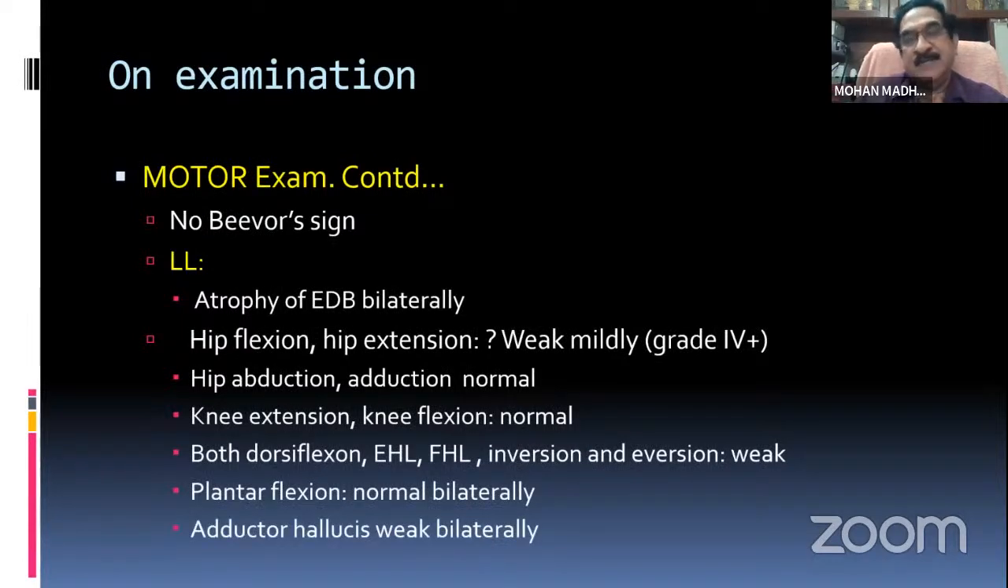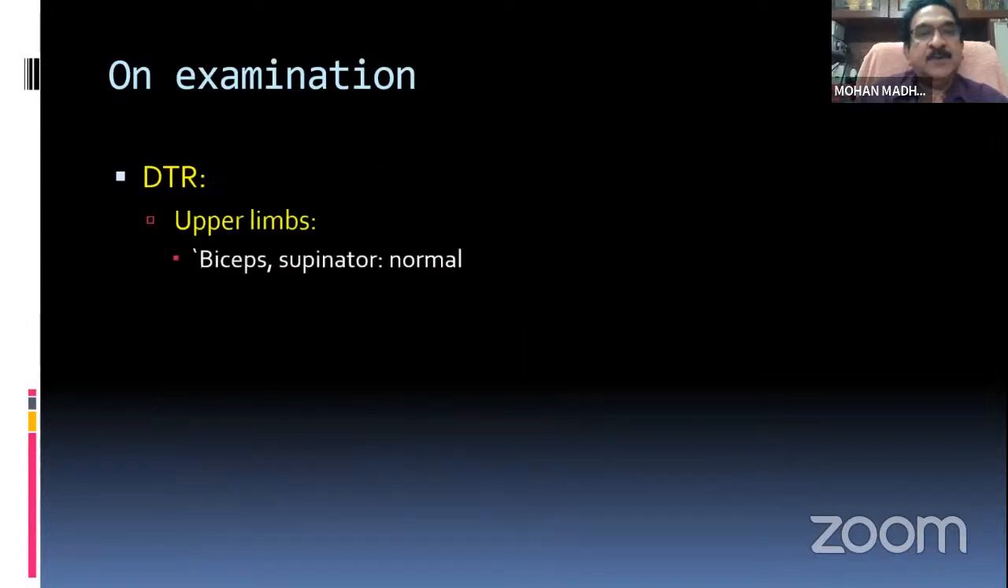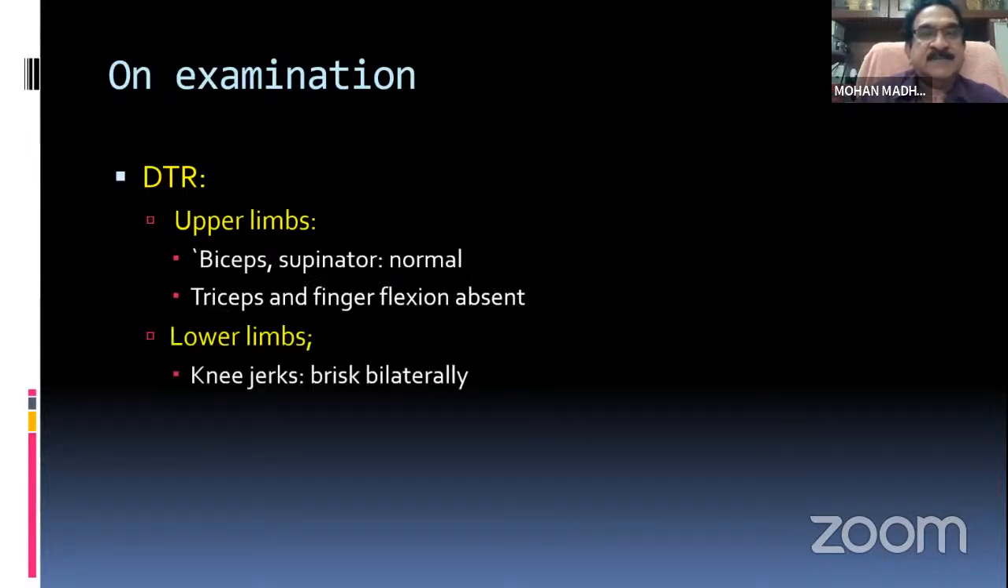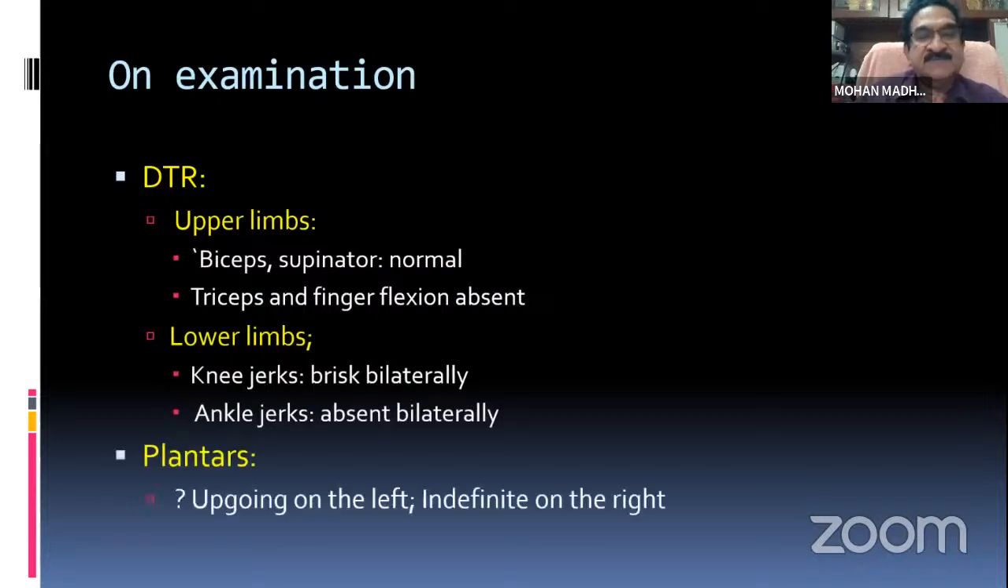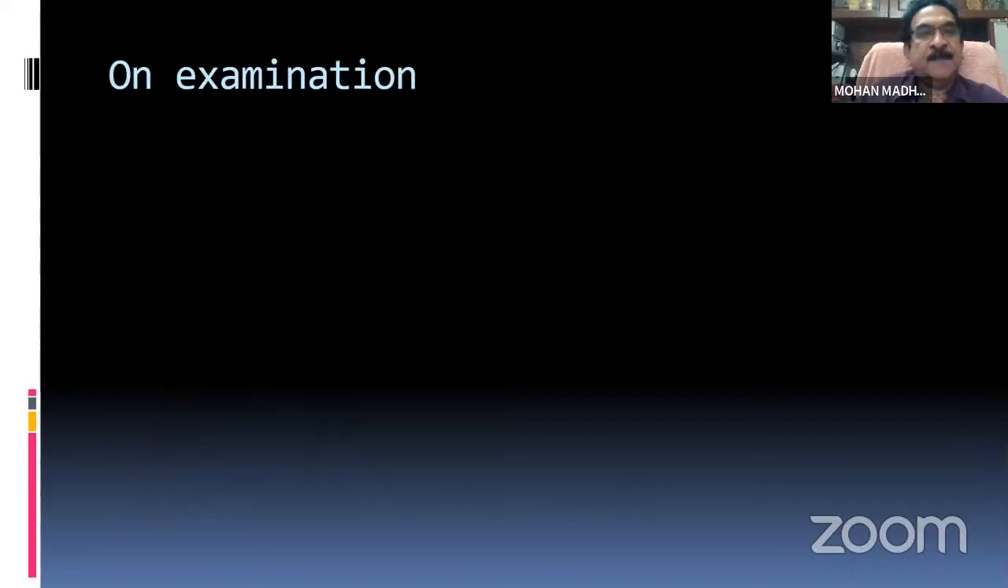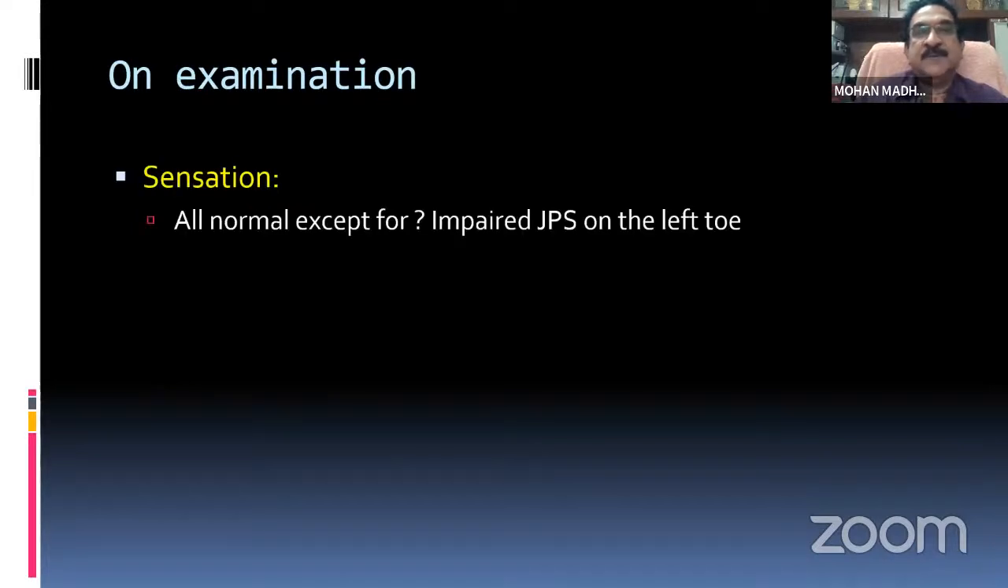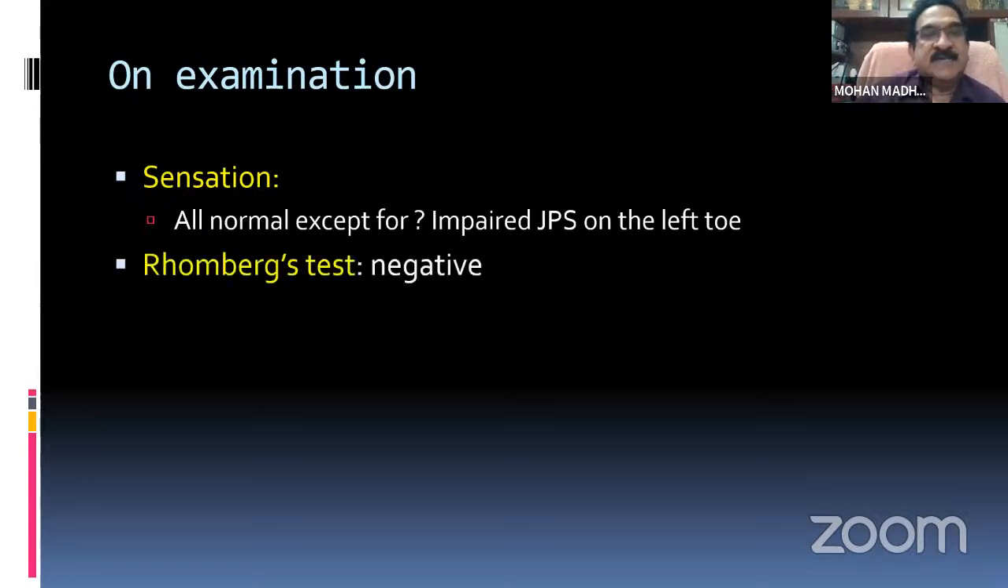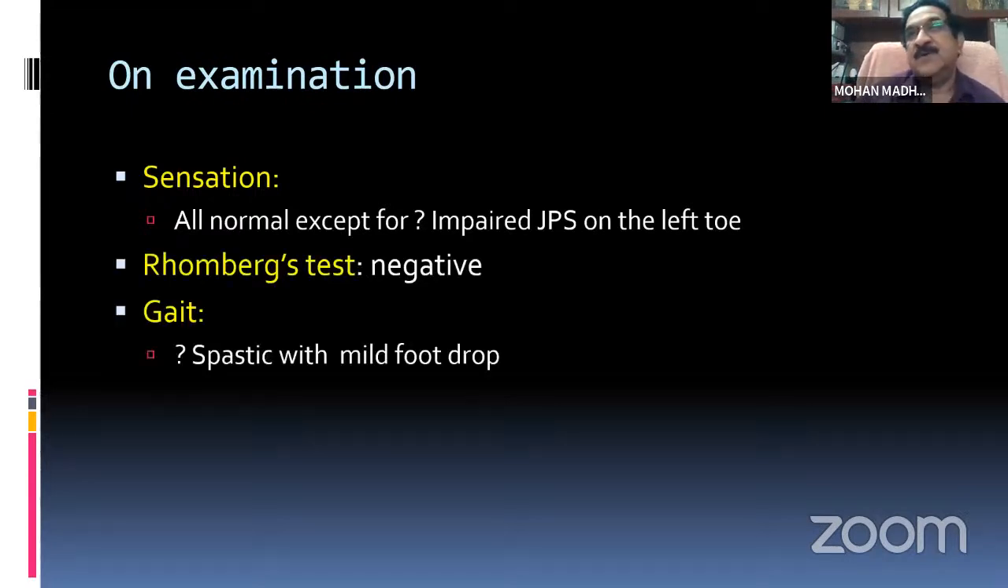Abductor hallucis weak bilaterally. Reflexes: upper limbs, biceps, supinator normal, triceps diminished or absent. Lower limb knee jerks brisk bilaterally, ankle jerk absent. Plantar upgoing on the left side, indifferent on the right. Sensations all normal except for impaired JPS on the left big toe. Maybe she had some indecision at that point of time. Romberg is negative. Gait is abnormal. We have to get the gait abnormality analysed. I thought maybe spastic with mild foot drop.